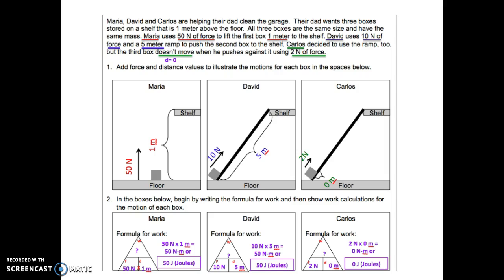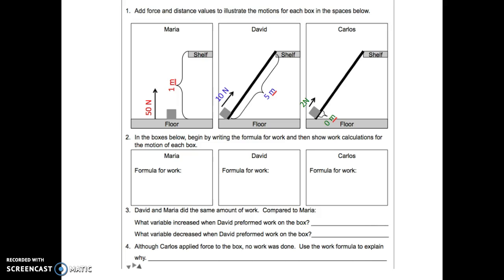Let's move on to number 3. If you look here at number 3, David and Maria did the same amount of work. They both did 50 newtons. Compared to Maria, what variable increased when David performed work on the box, and what variable decreased when David performed work on the box? What you're going to do on this problem is decide which variable changed, and the variables they're talking about are force and distance. You'll look at your math problems and see which ones changed.